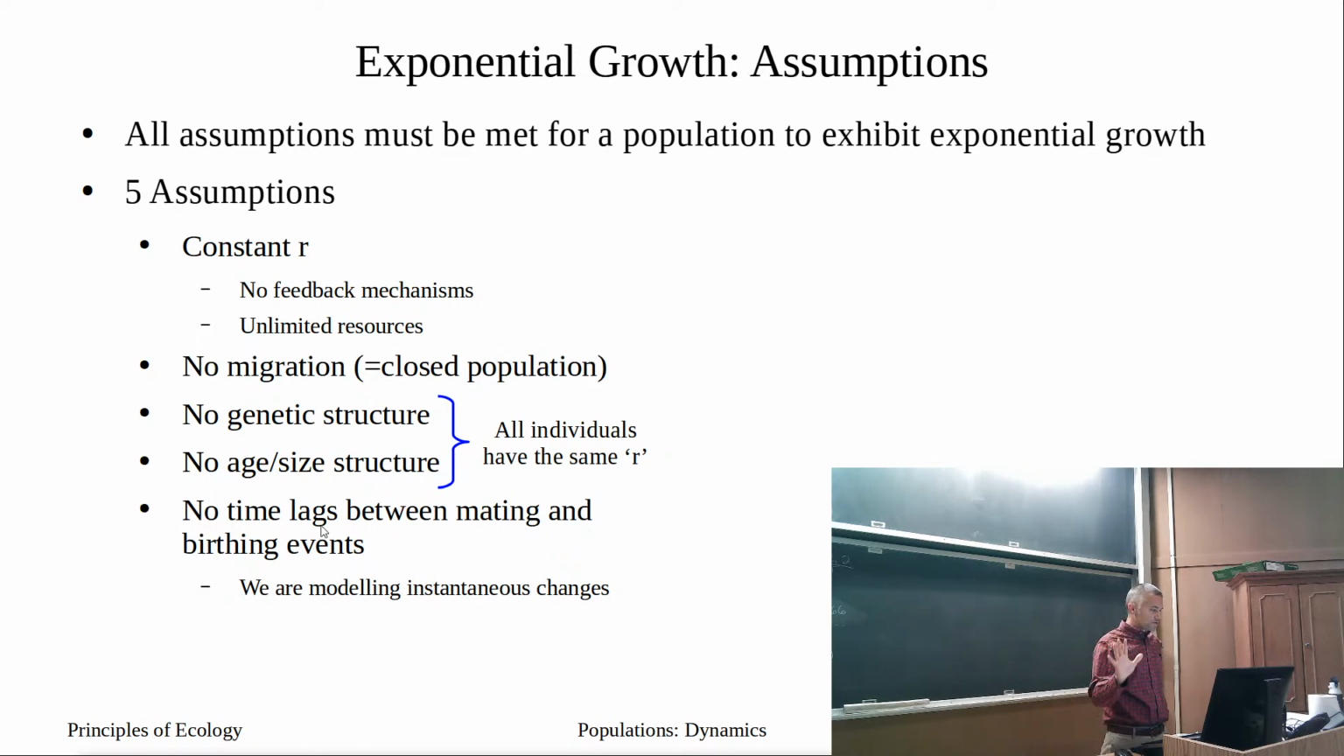So there are 5 assumptions. Constant R, no migration, no genetic structure, no age or size structure, and that's 3 and 4, and then no time lags between our birthing and mating events. Question?